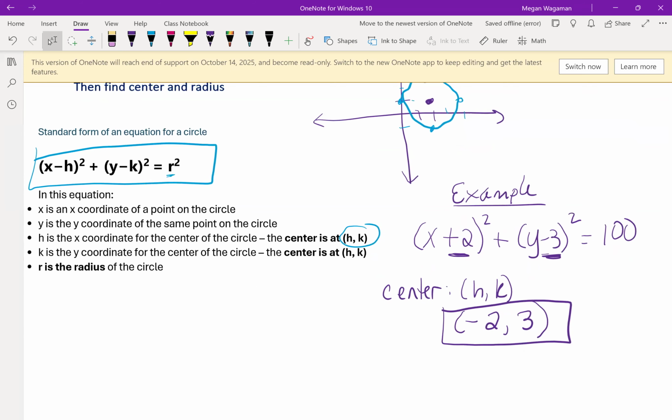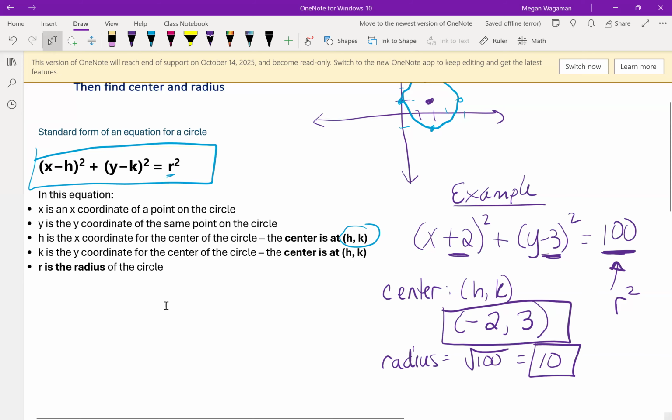The radius of this circle, so this number here is telling us r squared. We have to take the square root of that. So the radius is going to be the square root of 100, which is equal to 10. So those are our two key features about this circle.